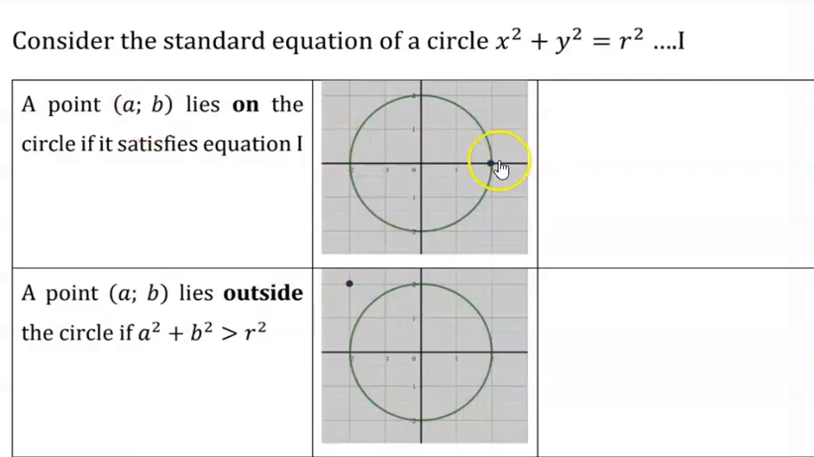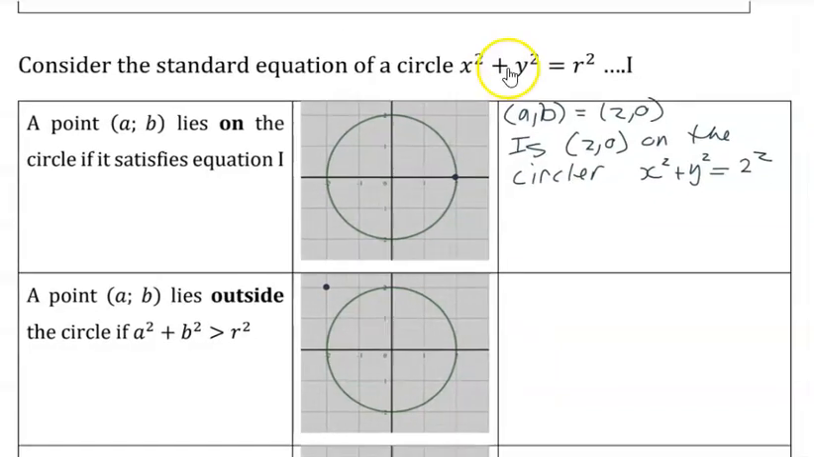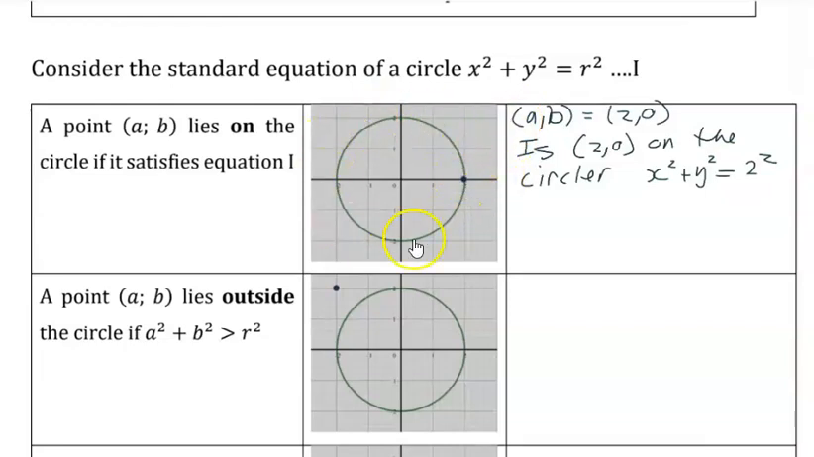Point AB, in this case, that dot there. So if I read from the graph, then my AB is equal to x 2 and y 0. So is 2, 0 on the circle x squared plus y squared, in this case equal to 2 squared, which is 4? Is that point lying on the circle itself?